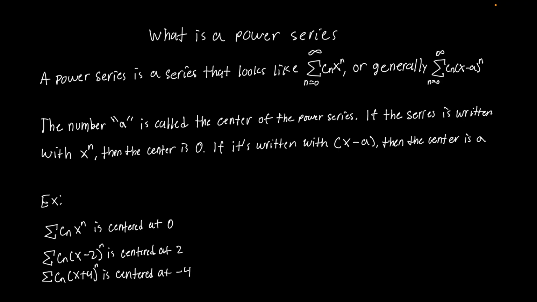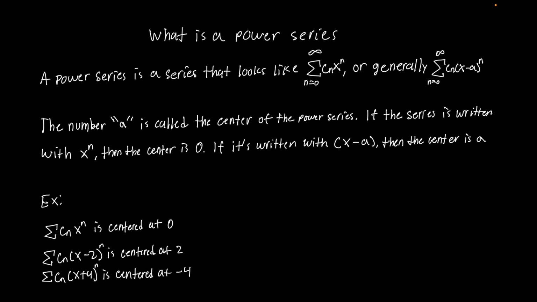Well, a power series is a series with a center and a constant times a term. Generally it's written as a constant times x minus a to the nth power, where the number a is called the center of the power series. And if the series just uses x to the n, like the first one right here, then the center is 0 for that series. However, if it uses x minus a to the n, then the center is at a.